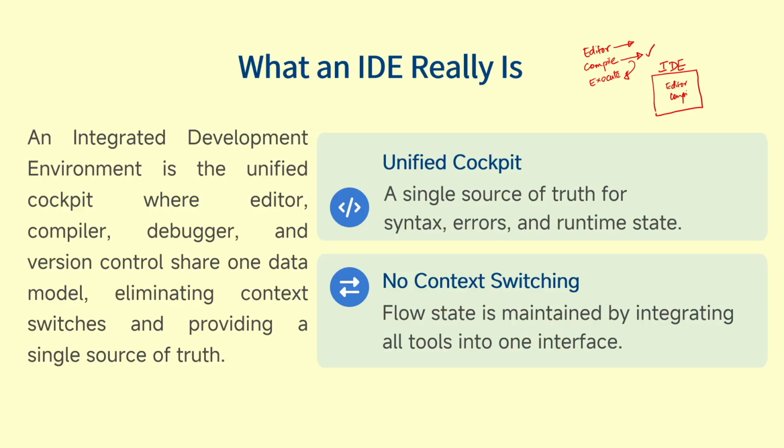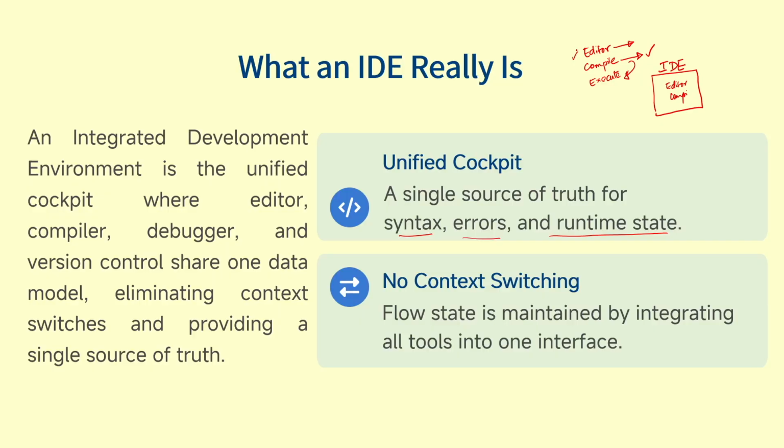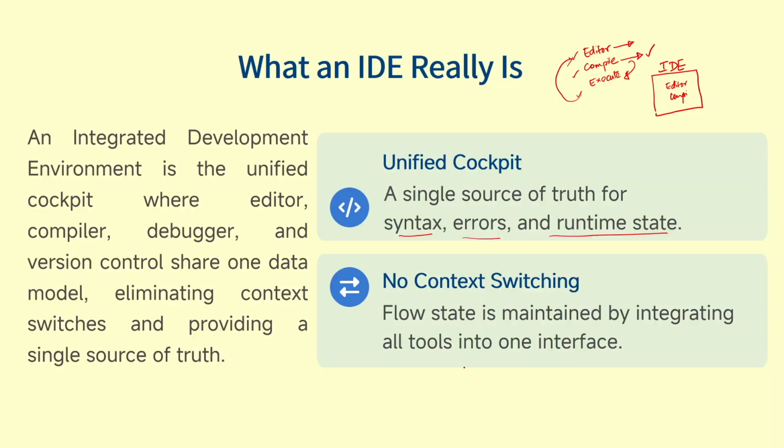So it tells you whether you have any errors and what the runtime state is, everything is provided, and there is no necessity of context switching. Earlier, once you were done with the editor, you switched to the compiler and then switched to execute. If there was any error, you went back to the editor, made the changes, compiled, and executed. This goes on and is a never-ending task, but now everything is done in a single tool with only one interface.